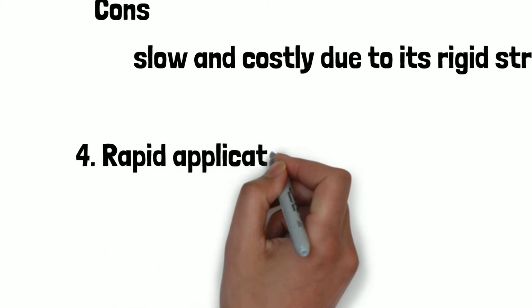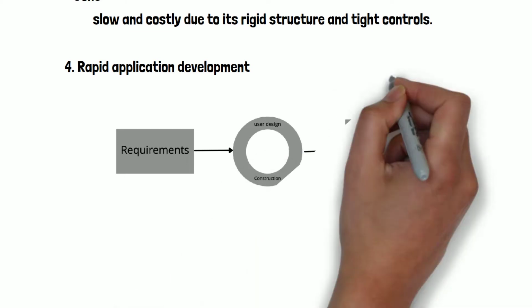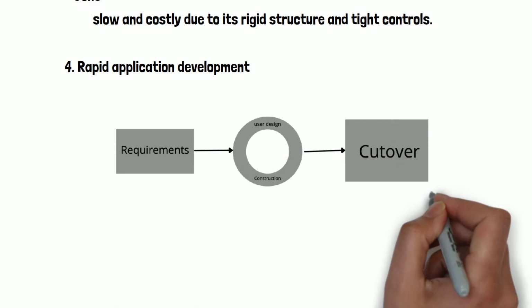Number 4 is rapid application development. Rapid application development is a condensed development process that produces a high-quality system with low investment costs. The ability to quickly adjust is what allows such a low investment cost.